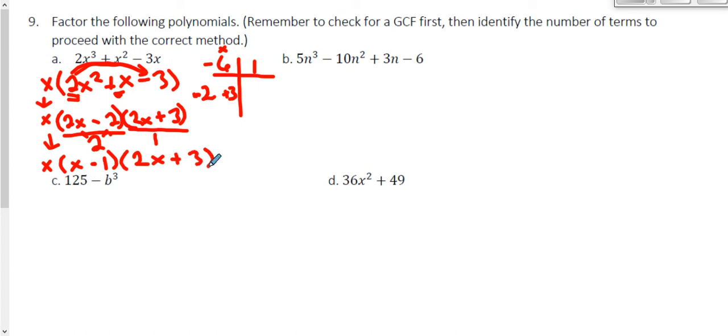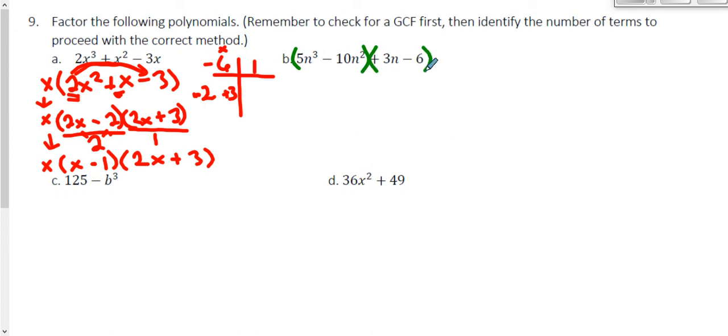Let's go ahead and take a look at example B to see how we can factor this guy. We have 5n cubed minus 10n squared plus 3n minus 6, and we do not have a GCF for the entire thing, and it has 4 terms. So that tells me that grouping might just work. So I'll group the first 2 terms together and the second 2 terms together, and I'm going to take out the GCF for each term.